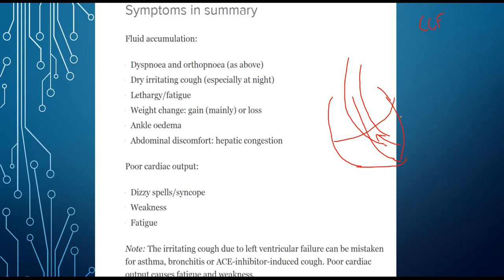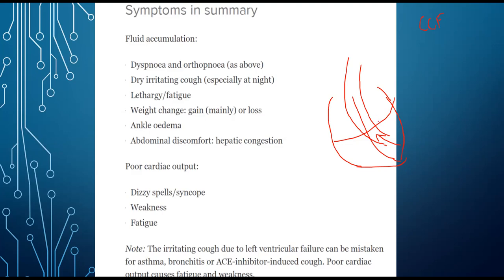In diastolic heart failure, the patient will have difficulty with relaxation of the heart. Now, if your heart is not able to relax, it does not get enough blood. If it does not get enough blood, it cannot pump a lot of blood out. And that is what we call diastolic heart failure. So one is systolic heart failure and another is diastolic heart failure.